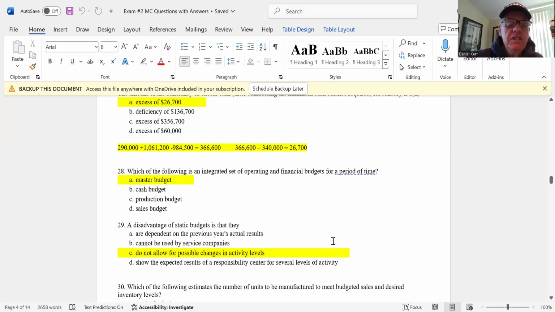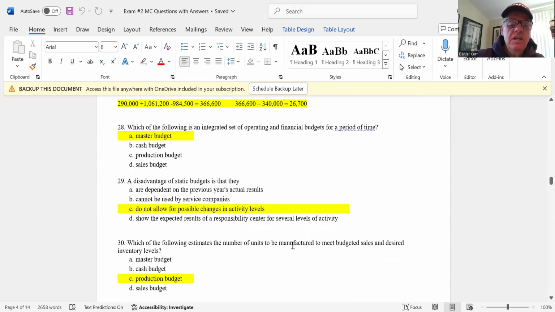A disadvantage of static budgets is that they do not allow for possible changes in activity levels. Remember when we started the chapter on budgeting, which I believe was chapter 8, we started with trying to evaluate a manager on the basis of a static budget. And we found that was really unfair because he actually produced a lot more units than was assumed in the static budget. So disadvantage of static budgets, they do not allow for possible changes in activity levels. So the answer there is C.